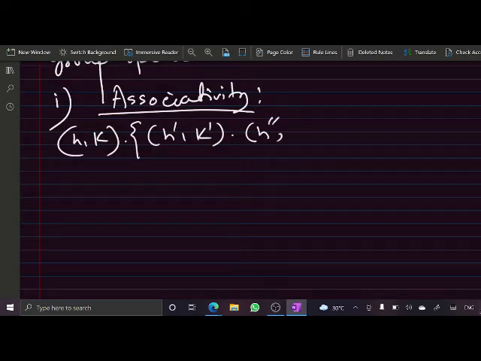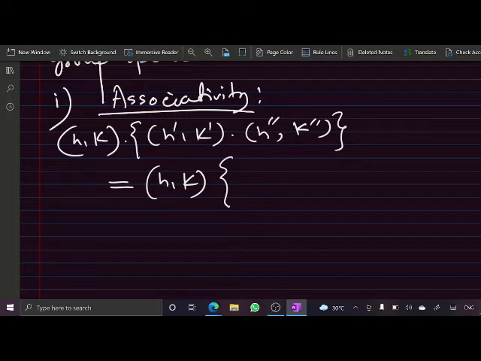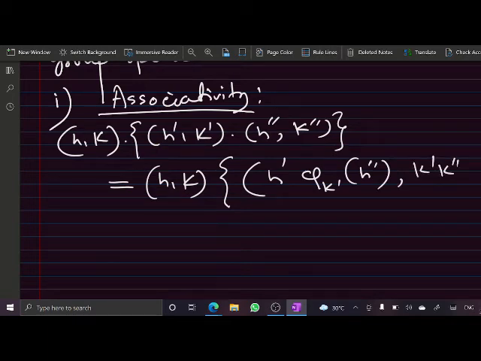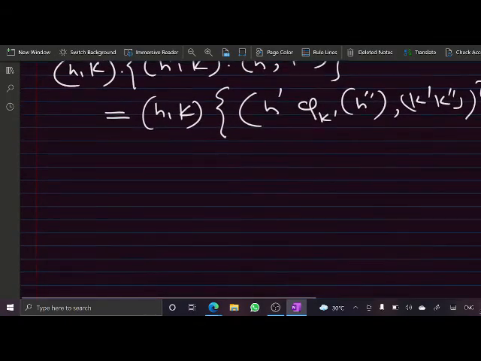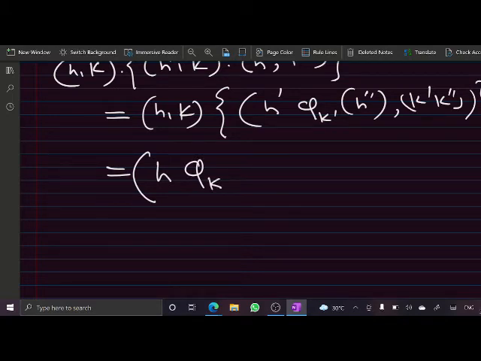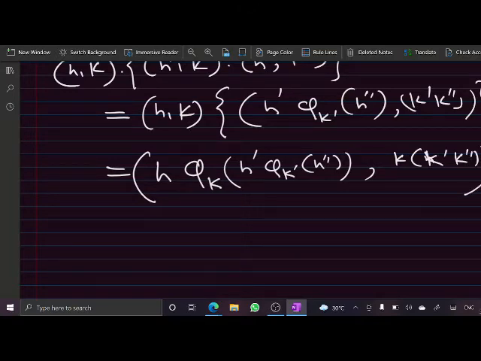So (h double dashed, k double dashed). I think you can check this on your own. This will be (h dashed phi_{k dashed}(h double dashed), k dashed k double dashed), and now it is h phi_k of this element, that is h dashed phi_{k dashed}(h double dashed), and this is k k dashed k double dashed.